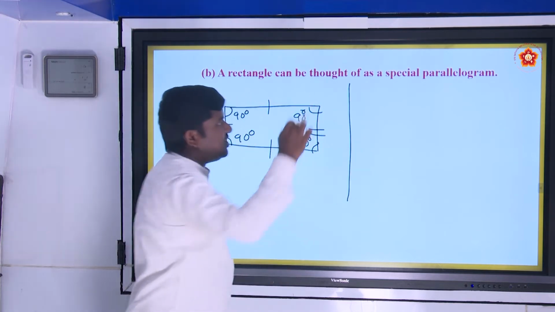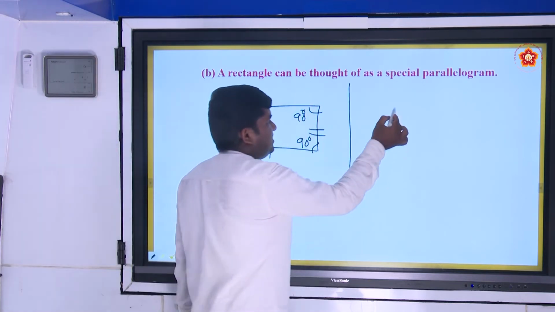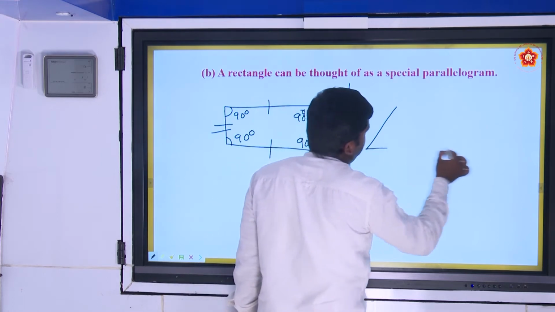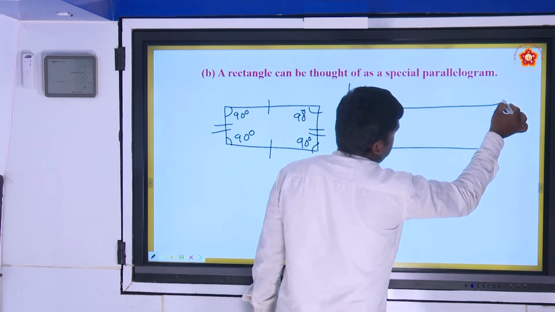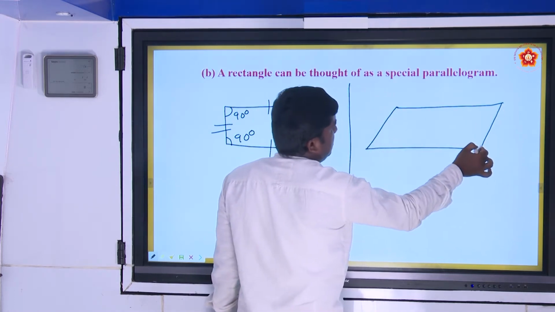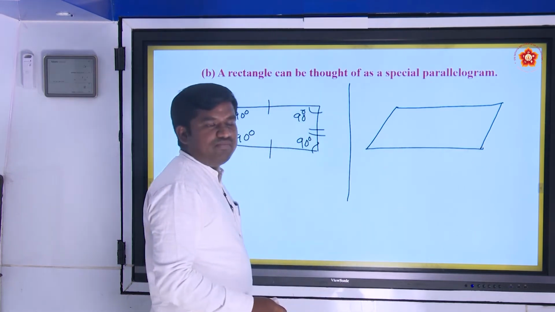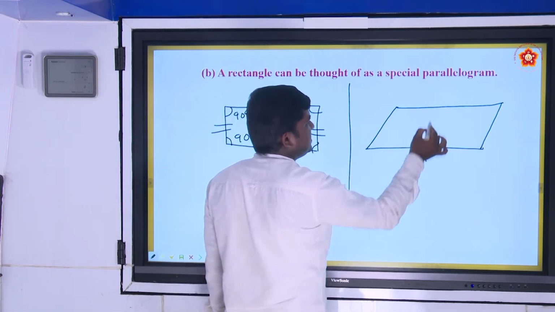See the properties of a parallelogram. This is the rough sketch of a parallelogram. See here. What are the properties of a parallelogram? See here. Opposite sides are equal.